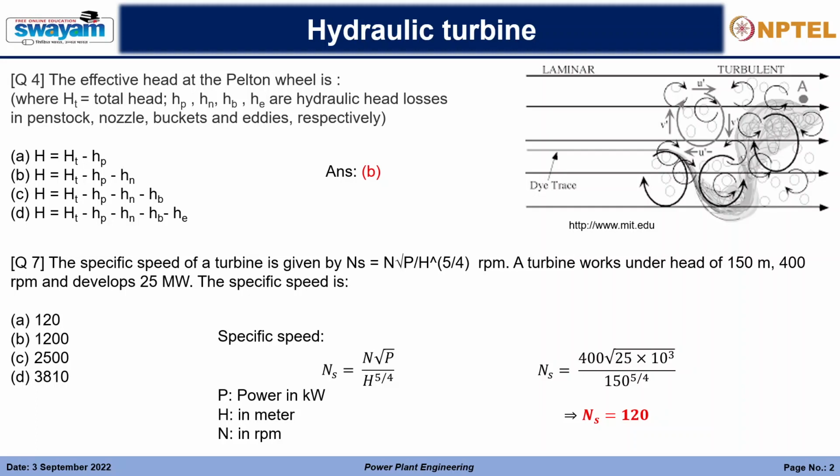But if the flow is above the critical Reynolds number, then the flow is turbulent, and in turbulent flow there might be some eddies, because chaos will be formed. But generally it is considered that the flow through the penstock and the nozzle is not turbulent. It is laminar, so that is being assumed here.